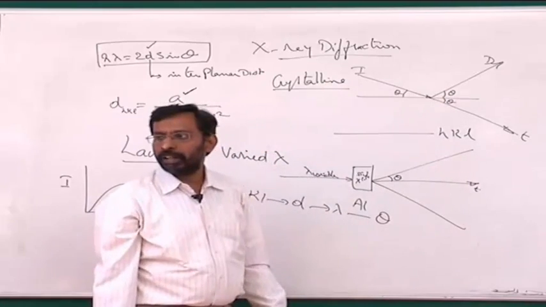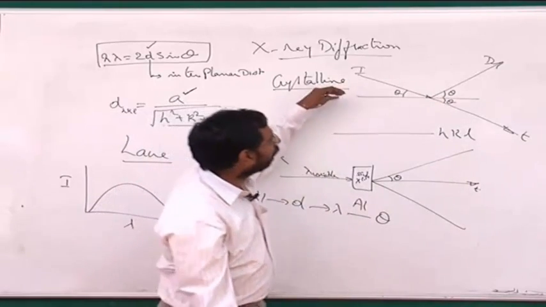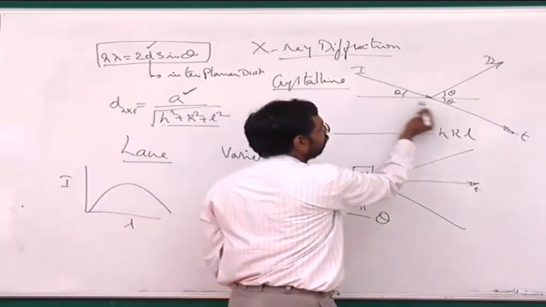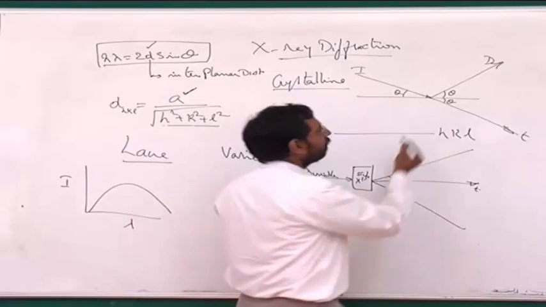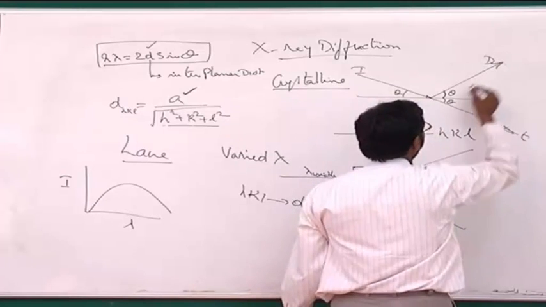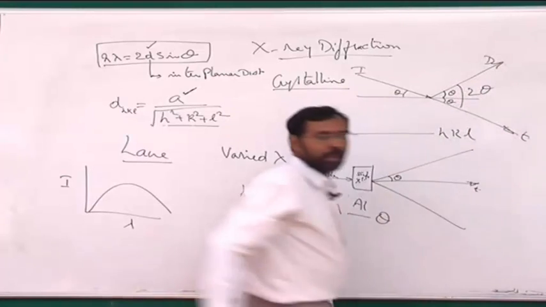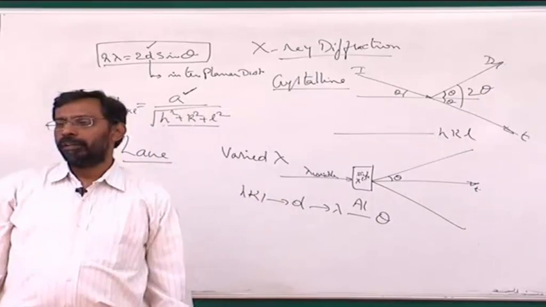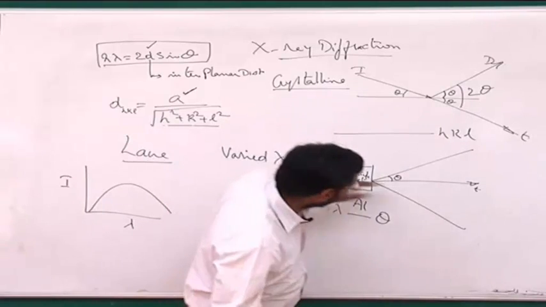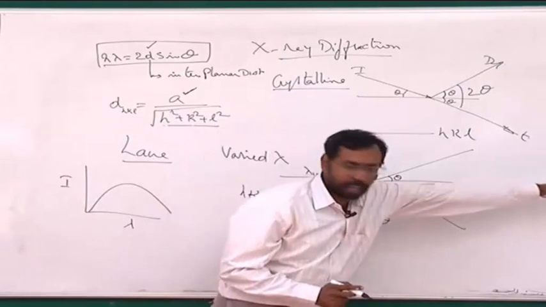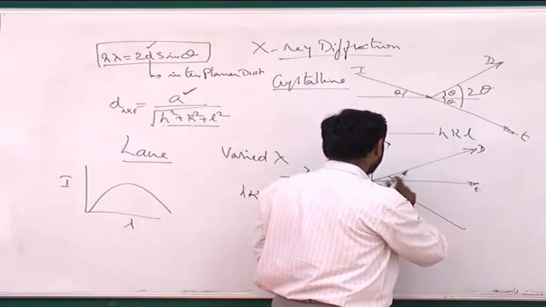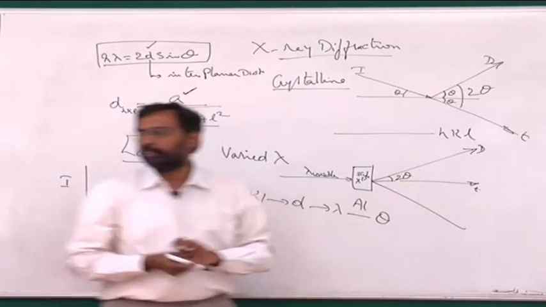So this angle is also theta, right? Because from the geometry of parallel construction, whenever there is a line which is being intersected by an angular line, if this angle is theta, this angle is also theta. So the angle between the transmitted beam and the diffracted beam is always 2 theta. That means if this is my incident beam and this is the transmitted beam, and this is the diffracted beam, this is 2 theta. You have to always remember this.